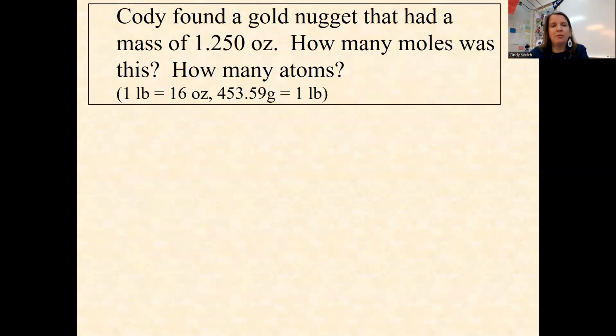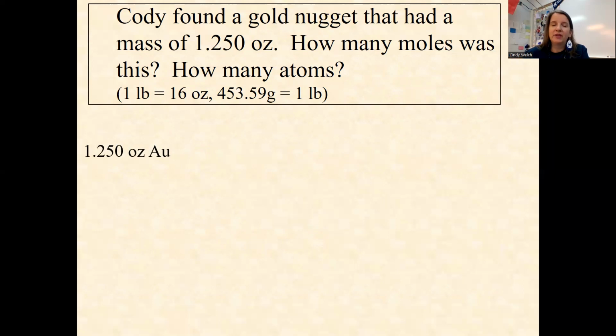So here we have a problem. Cody found a gold nugget that had a mass of 1.250 ounces, asking how many moles this is. So it does give us some conversion factors right here that we can use to solve our problem. So remember, when you're doing any kind of unit conversion, going from one unit to another unit, you always want to start by writing out your given. So we have 1.250 ounces of gold.